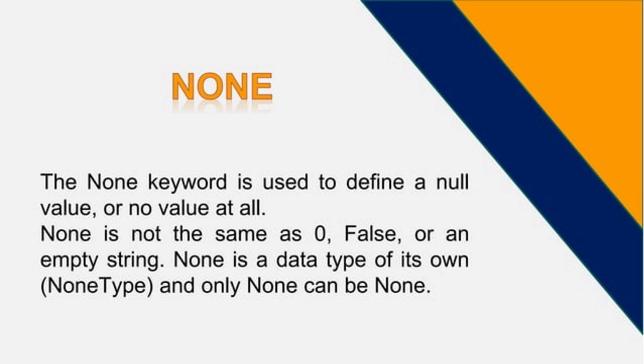Next, none. The none is a keyword used to define a null value or no value at all. A none is a special constant in Python that represents the absence of a value or a null value. It's not equivalent to 0, not equivalent to a false boolean, and not the same as an empty string. Python internally uses a specific type for none called none type. Only the none object belongs to this type.